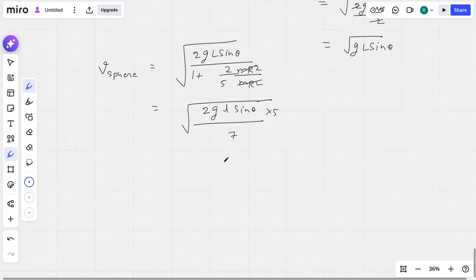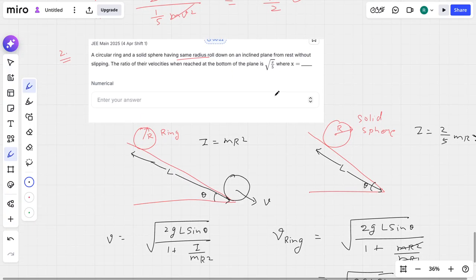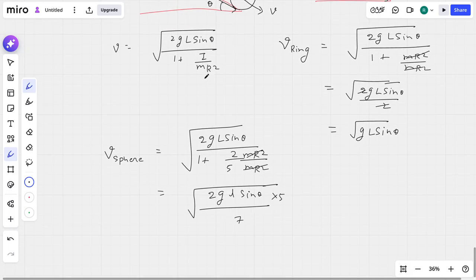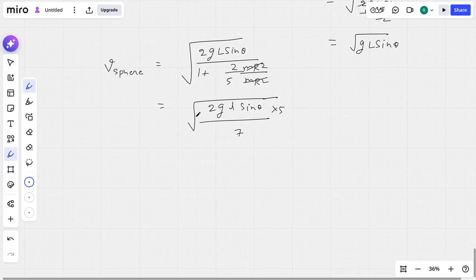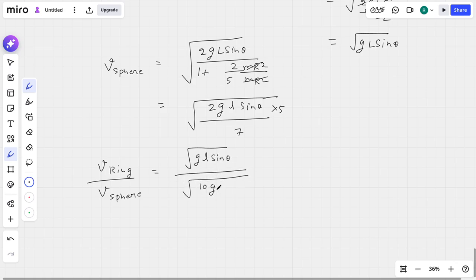Okay, let's solve it. We are asked about the ratio of velocities when they reach the bottom of the plane, which is root x by 5. So we have to find the ratio of the ring to the solid sphere. The velocity of the ring by the velocity of the solid sphere is root under g l sin theta by root under 10 g l sin theta by 7.